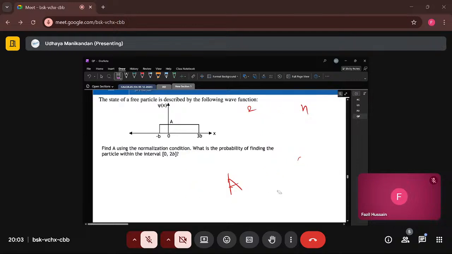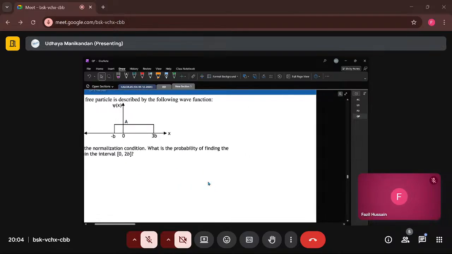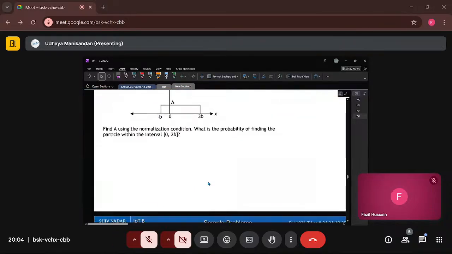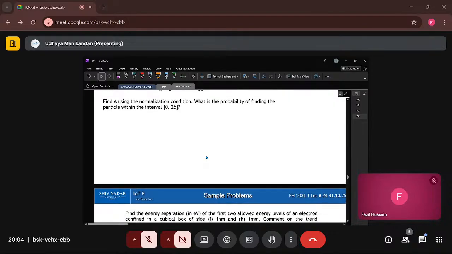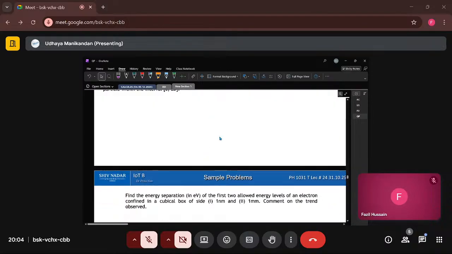Whenever you are asked to find the probability in a certain interval, you will first find the wave function from the given condition. In this case, the wave function is given as A, but I don't know what A is. I can just use the square integral. I can put the limits, integrate it, and put psi square equal to 1. I can get the value of A and substitute it, so I find the wave function now without any arbitrary constants. I can put that in the wave function to find the probability in the respective interval.